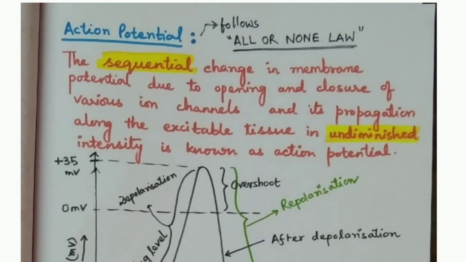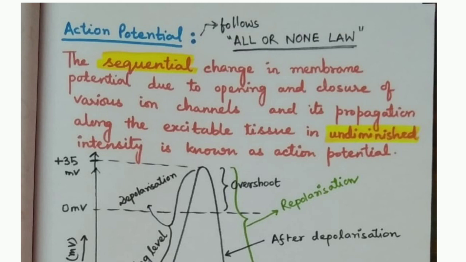Let's see what is action potential. Action potential is a sequential change in the membrane potential due to opening and closure of various ion channels and its propagation along the excitable tissue in undiminished intensity. This is what is action potential. So it is nothing but a sequential change in the membrane potential.